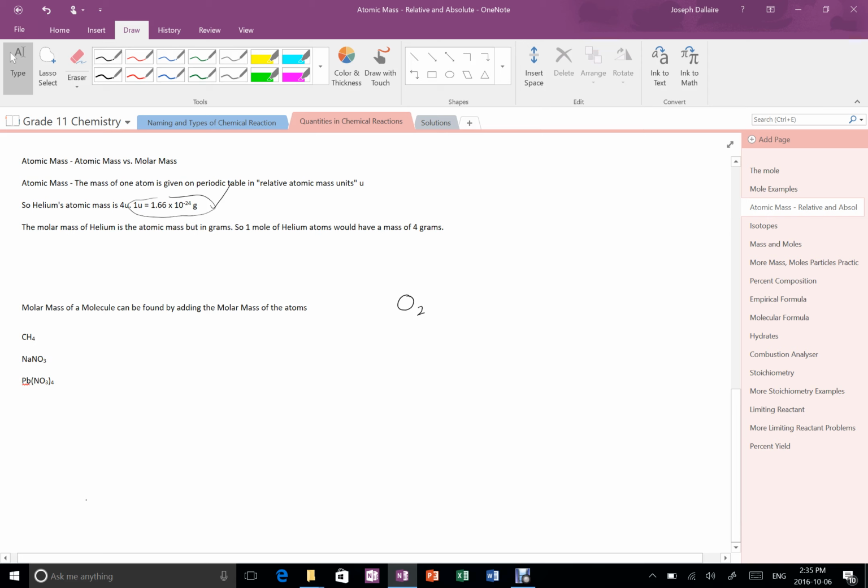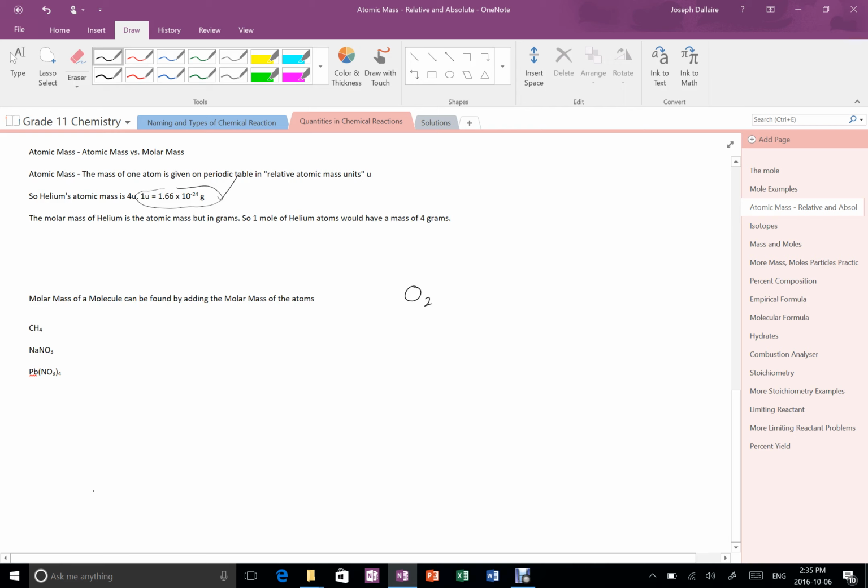If I look on the periodic table, I'm going to see that the atomic mass for oxygen is 16 U, or the molar mass is 16 grams, depending on which one we're thinking about. Since we're interested in moles right here, we're going to use the molar mass. So what would the molar mass of the molecule O2 be? Usually the symbol we use for molar mass, by the way, is a capital M.